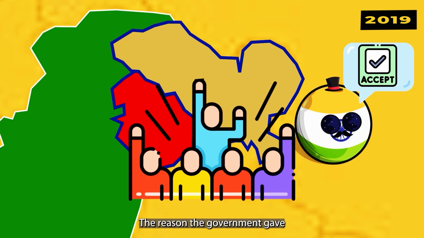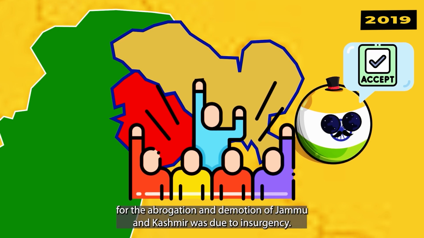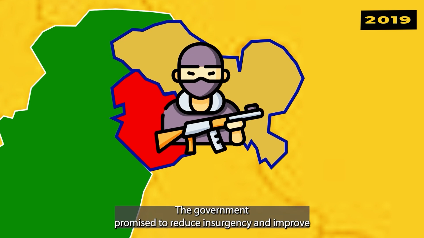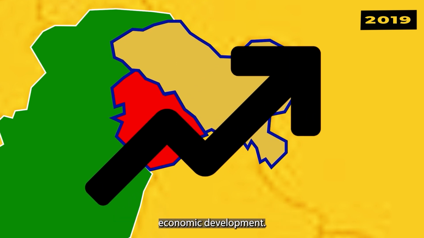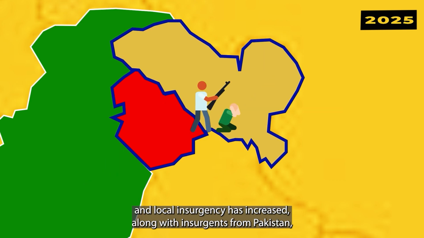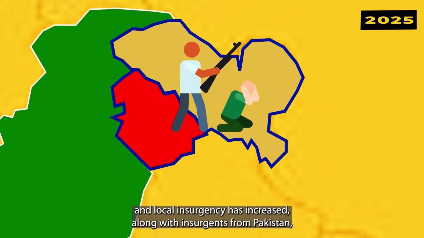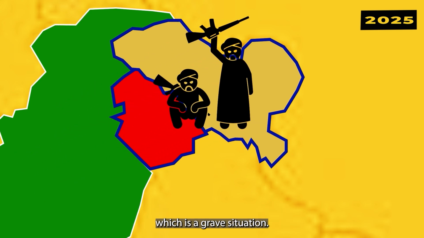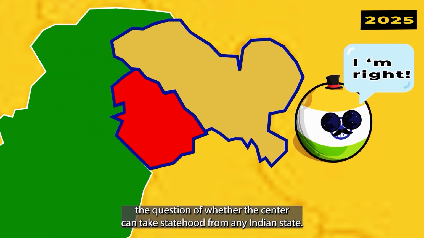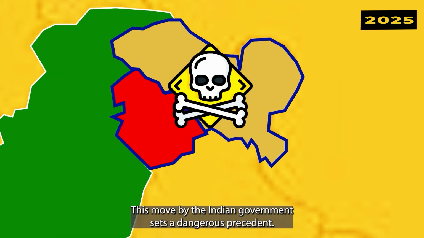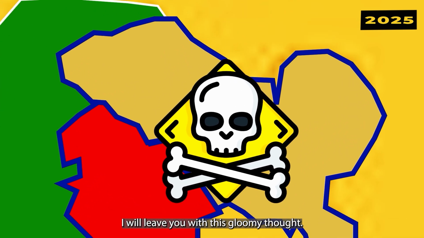The reason the government gave for the abrogation and demotion of Jammu and Kashmir was due to insurgency. The government promised to reduce insurgency and improve economic development. However, after 5 years, there is still no visible improvement, and local insurgency has increased, along with insurgents from Pakistan, which is a grave situation. This entire process raises the question of whether the center can take statehood from any Indian state. This move by the Indian government sets a dangerous precedent. I will leave you with this gloomy thought.